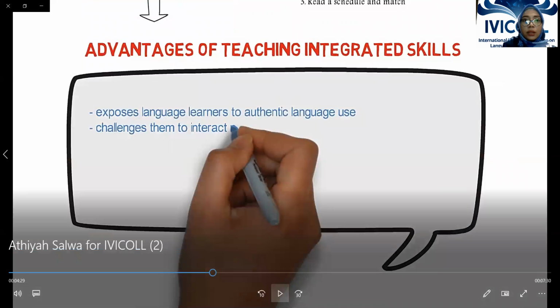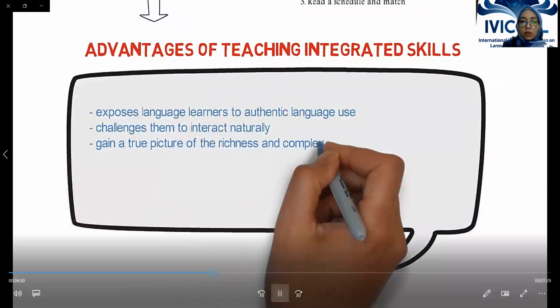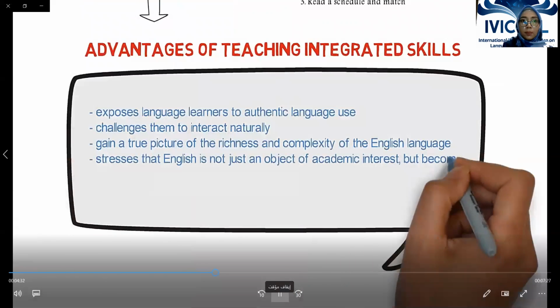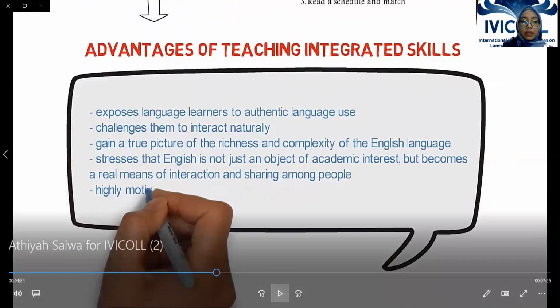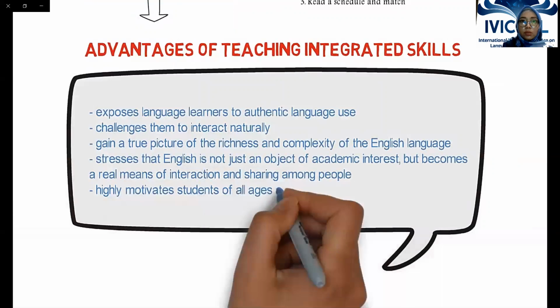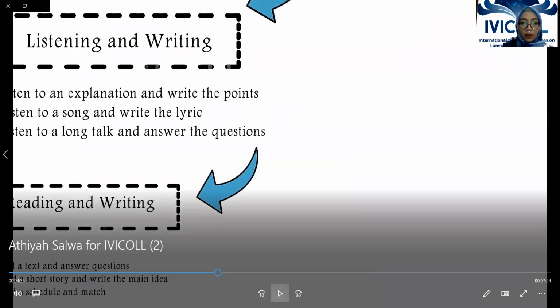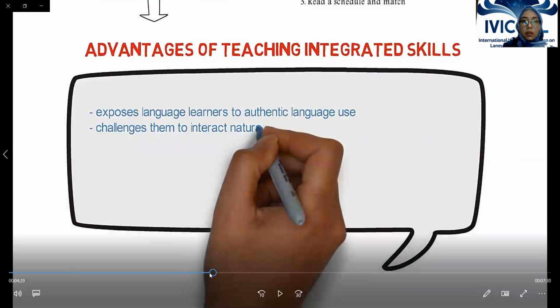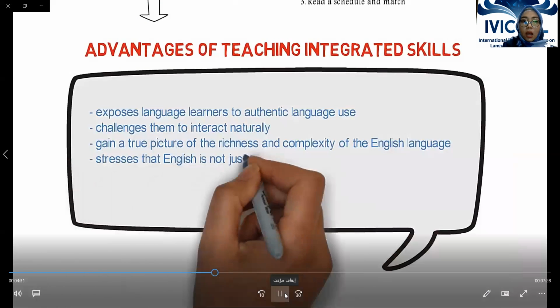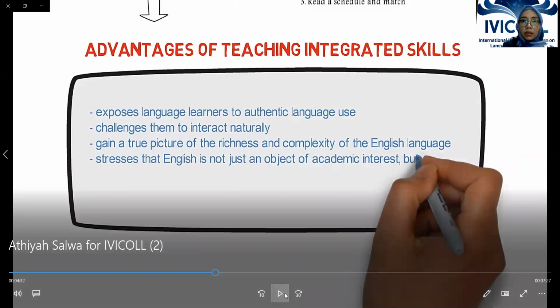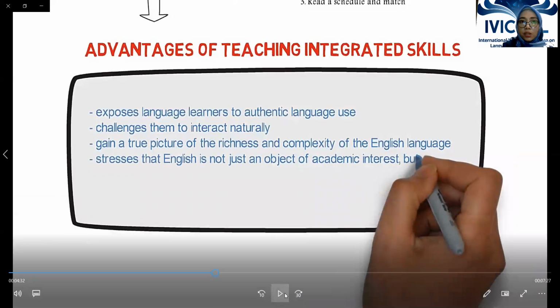The integrated skill approach, as contrasted with a purely segregated approach, exposes English learners to authentic language and challenges them to interact naturally in the language. This method also gives a true picture of the richness and complexity of the English language as employed for communication.